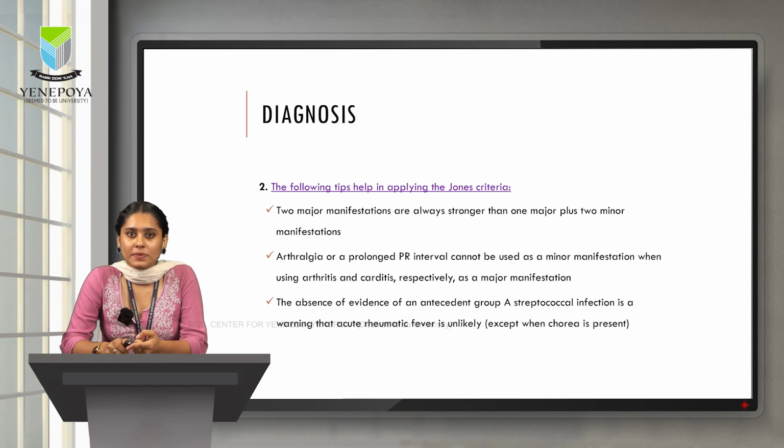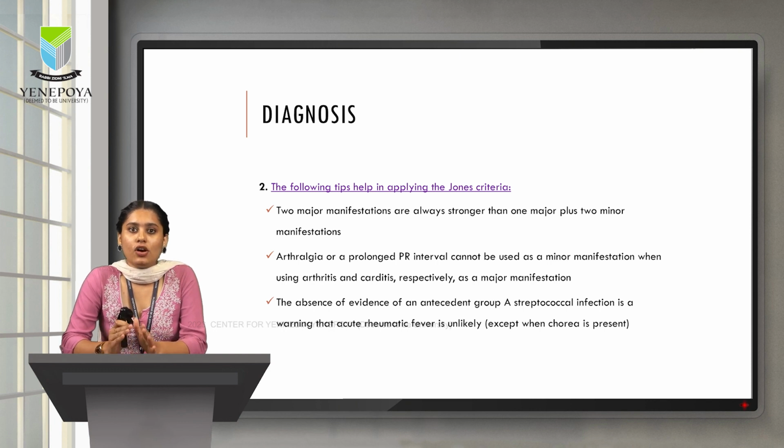The following tips will help in applying the Jones criteria. You have to remember that 2 major manifestations are always stronger than 1 major plus 2 minor manifestations. So if the patient is having two major manifestations, then you can for sure say that the patient is having acute rheumatic fever.